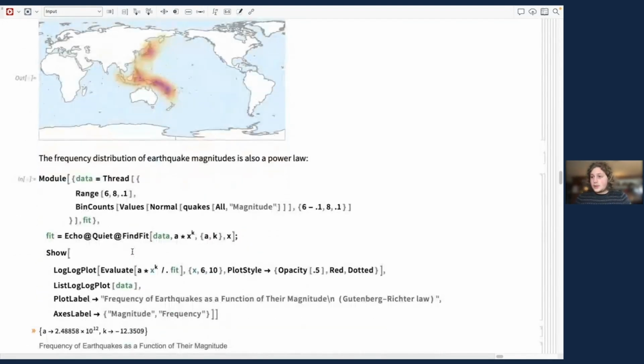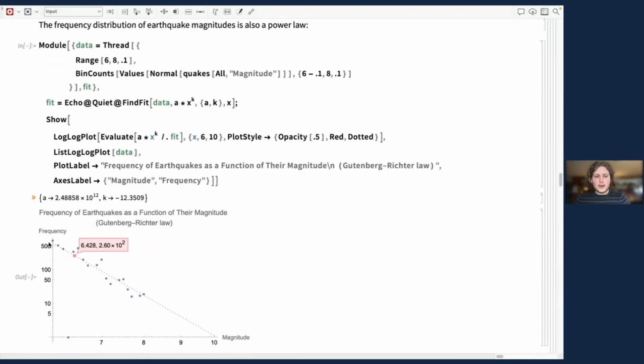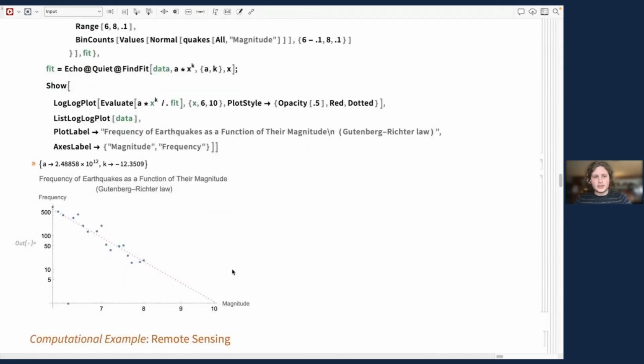And if we look at the frequency distribution of earthquake magnitudes, we can see also that this follows a power law. So this is a power law with the A and K parameters echoed here of approximately 2.48 and minus 12.35. And you can see that these recorded earthquakes will follow largely this power law distribution in this log plot.